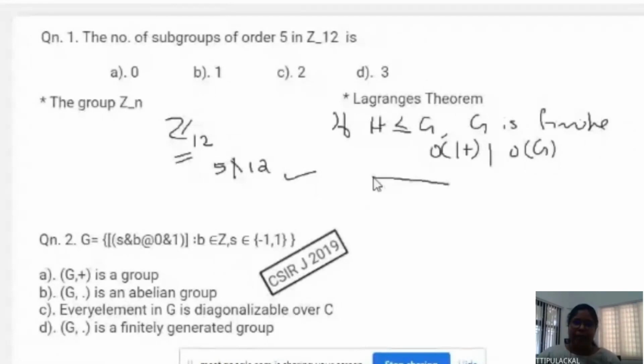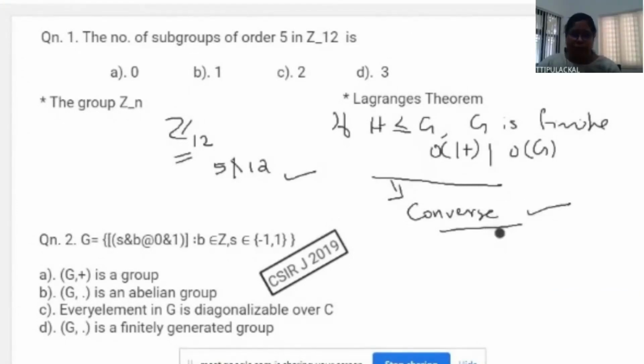about Lagrange's theorem. The theorem says that if H is a subgroup of a finite group G, then any of its subgroups has order a divisor of the order of the group. Okay, but the converse is not true. The converse of Lagrange's theorem is not true. That also is familiar to you all, and you may have counterexamples. We will come to this point in a later problem. Okay, so look at the second question.